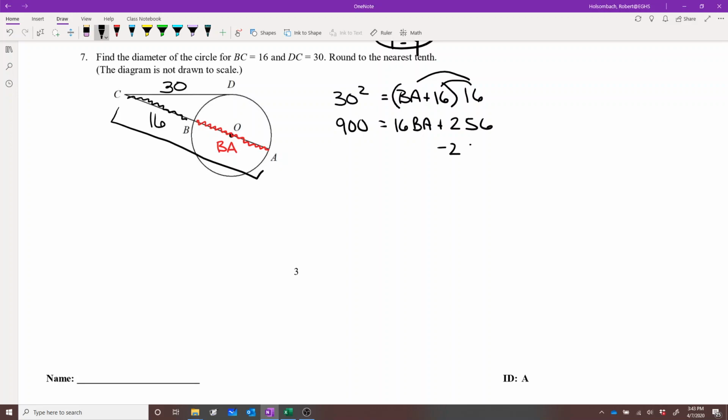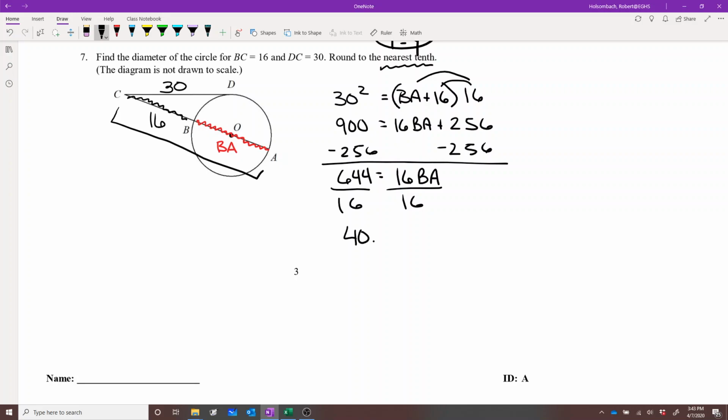So if we subtract 256 from each side, then 644 is equal to 16 BA. And if we divide both sides by 16, and we round to the nearest tenth, then 40.3 is equal to BA.